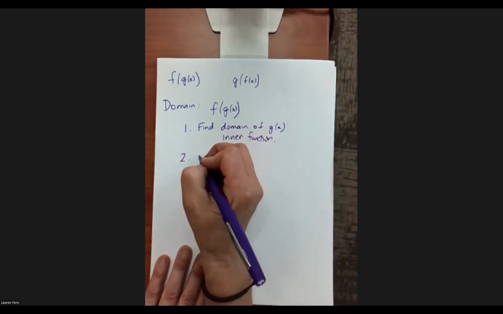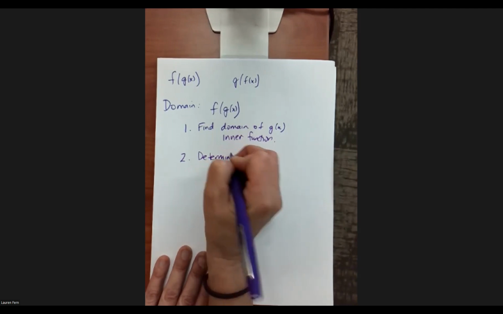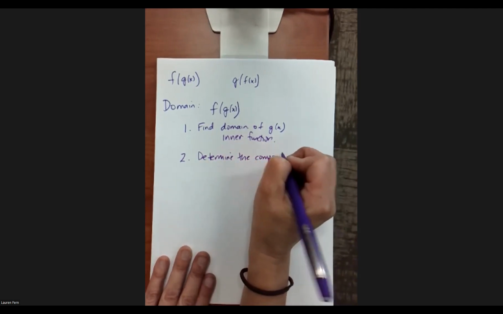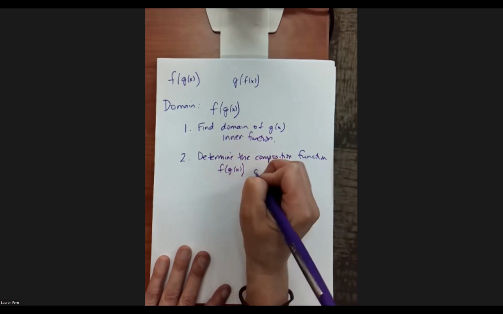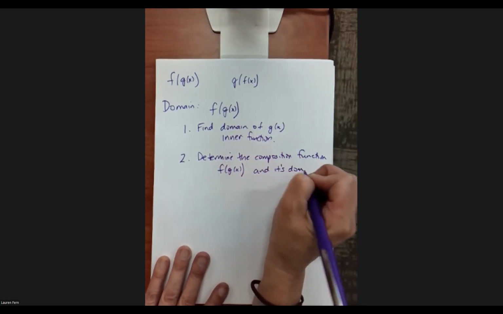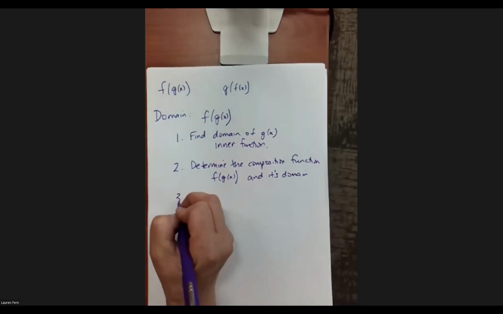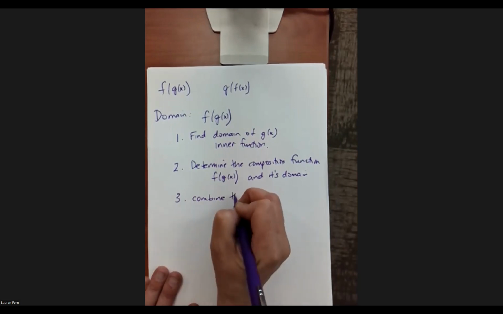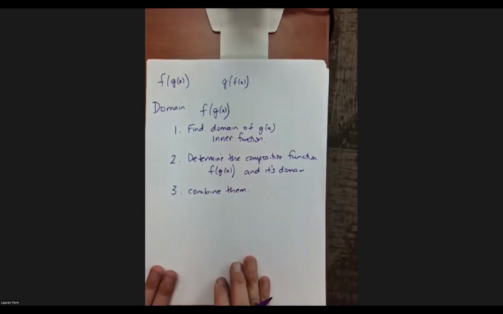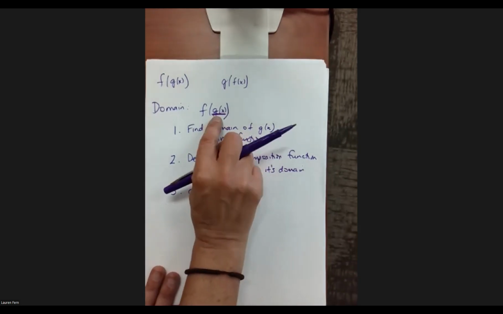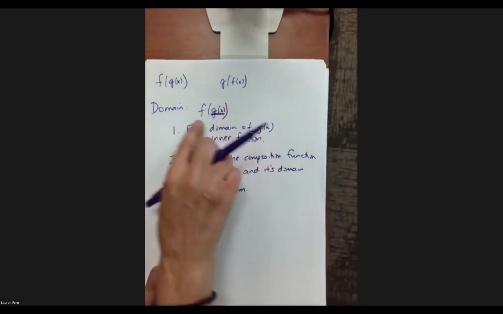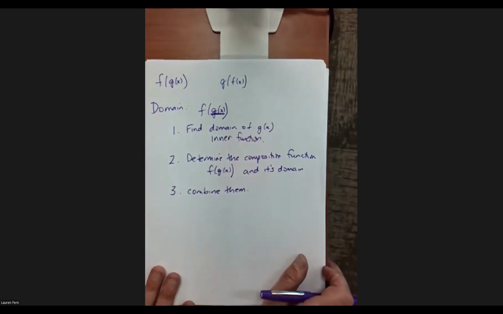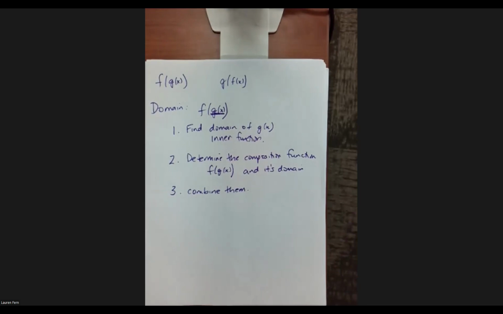And then step 2, determine the composition function. In this case, it's f of g of x and its domain. And then what you do is you combine those domains. So essentially you find the domain of the inner function, because if what you're wanting to plug in doesn't even plug into your inner function, you're in trouble, or you're psyched because you don't have work to do. Okay, then you determine what your composed function is, find the domain of that, and then put them together.